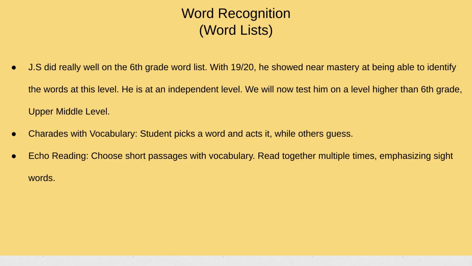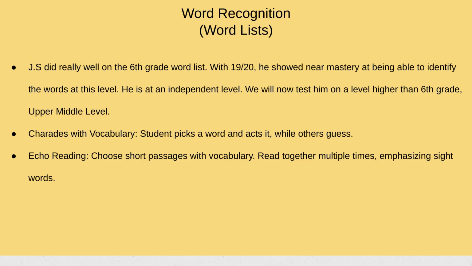So when we carry on our future assessments in the qualitative reading inventory, we will be using tests that are one level higher than where he is at with this word recognition list. So upper middle level. An activity that can help with word recognition for JS would likely be charades with vocabulary.